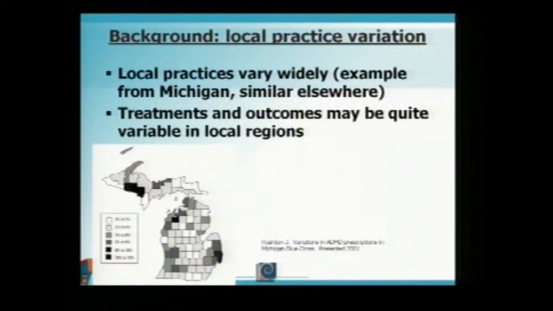This is some work we did in Michigan, and the geography is not important, but if you look at the black, gray, and white bars, it forms this patchwork quilt. This was looking at, in our Blue Cross insured system across the state of Michigan, how many children were on a stimulant. The dark black is 10 to 12%. The white boxes are 0 to 2%.